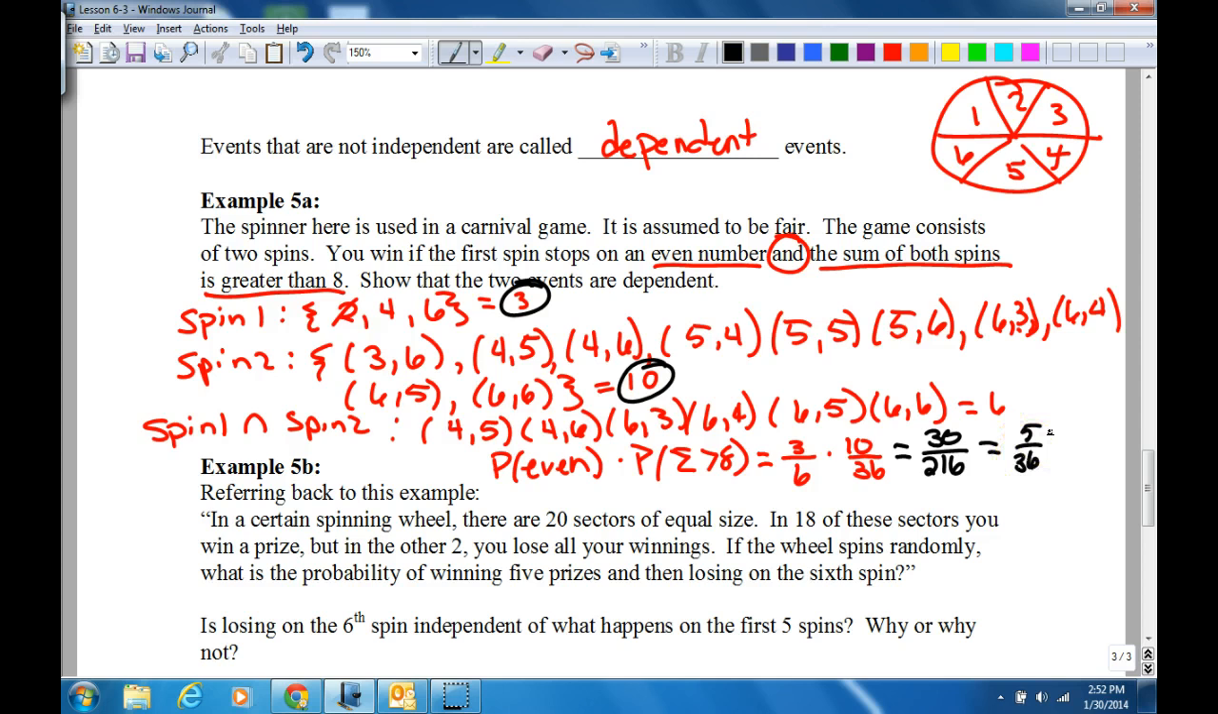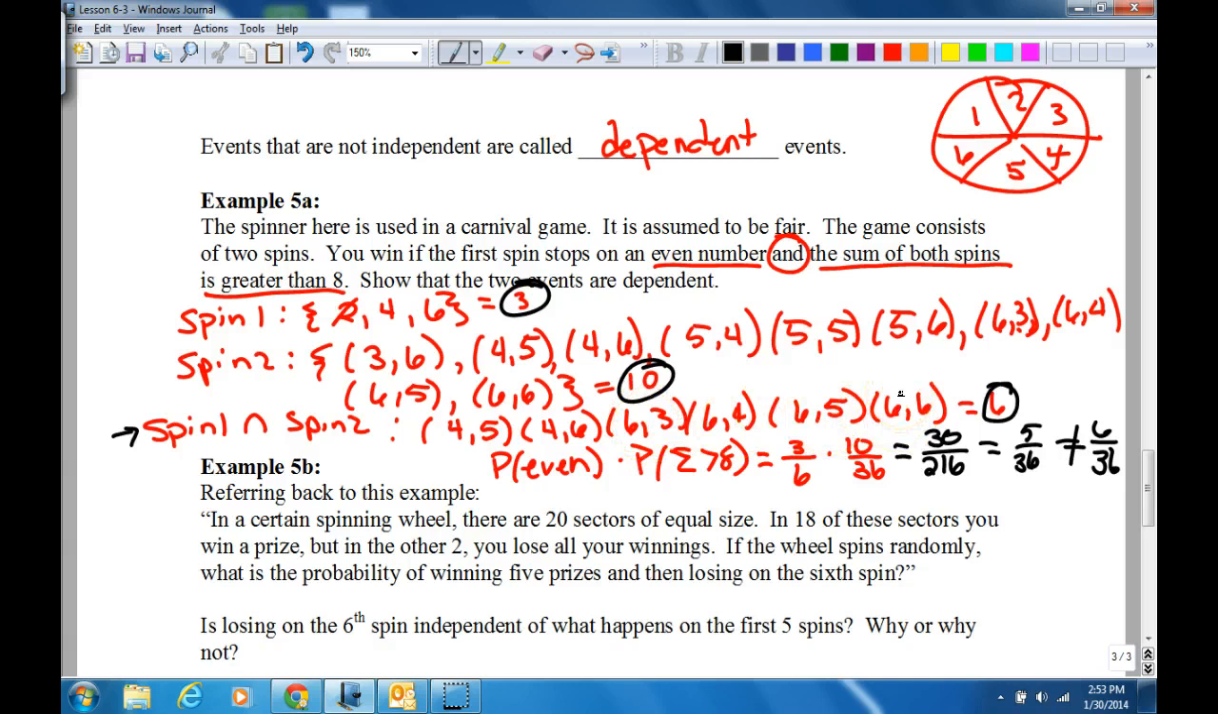Okay? Now, I want to see if that is the same thing as what I got here. How many did I get on this part right here? How many possibilities? 6 out of 36. That is not the same. So by doing this, I have proven that they are dependent events. Wait, what's 6 over 36? When we found our intersection, spin 1 and spin 2, when they actually come out to be greater than 8, I found that there were 6 different ones. 1, 2, 3, 4, 5, 6.